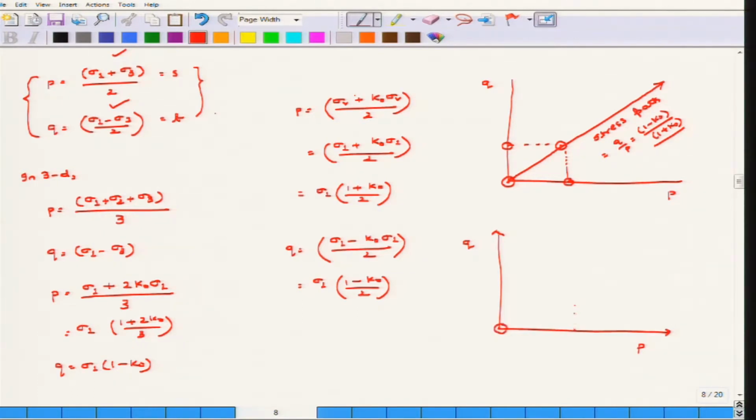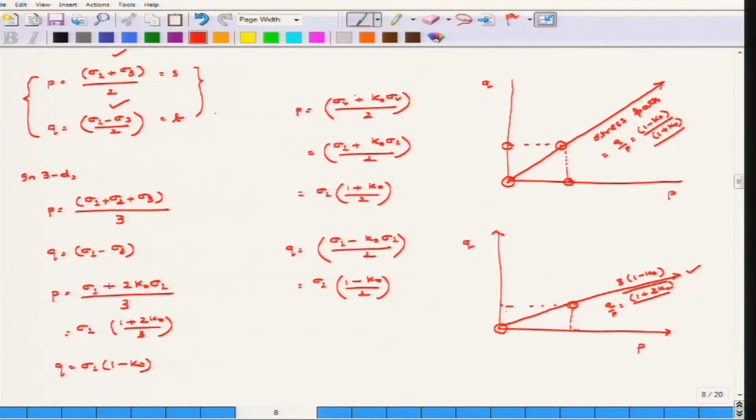So, in this case, your p should be somewhere here, while your q should be somewhere here. So, it will be at this point, and follow a slope of q by p equivalent to (1 minus k naught) by (1 plus 2 k naught) by 3. So, 3 into (1 minus k naught) by (1 plus 2 k naught).